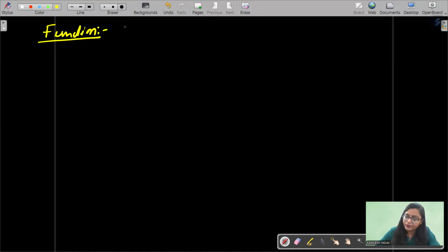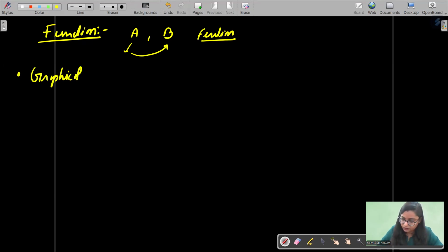As we know, in function, we have two non-empty sets and F is a relation which associates every element A to a unique element of B, that is called a function, in theoretical form. But today we discuss the function in graphical representation.